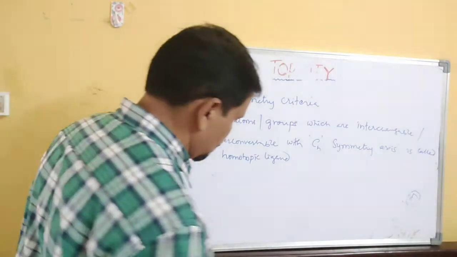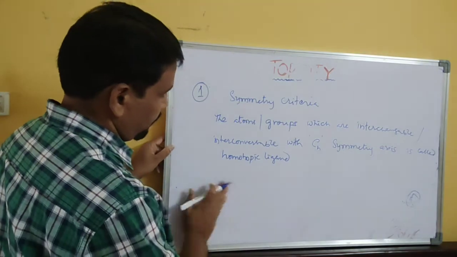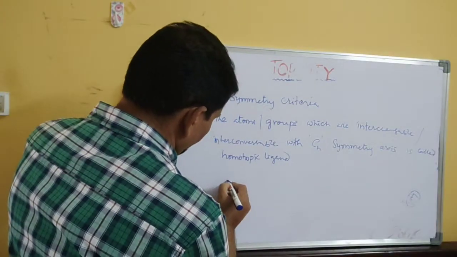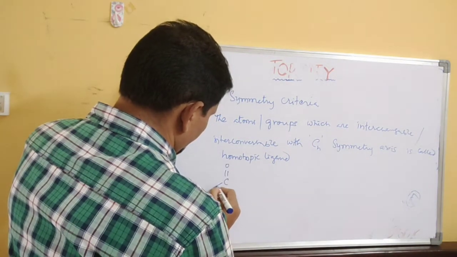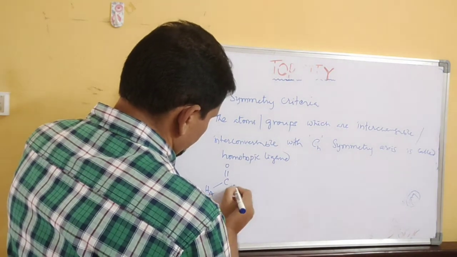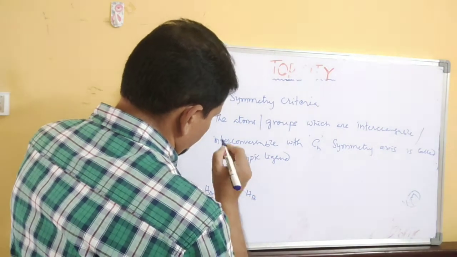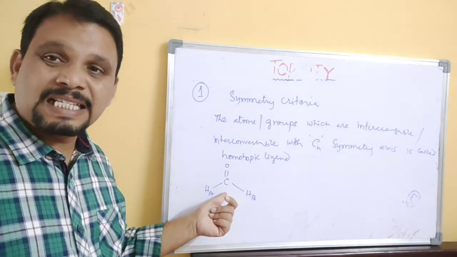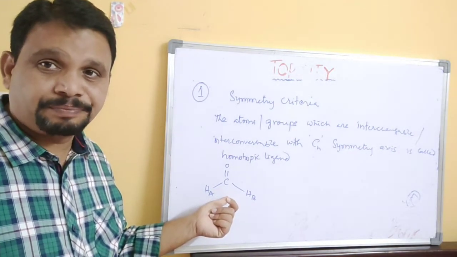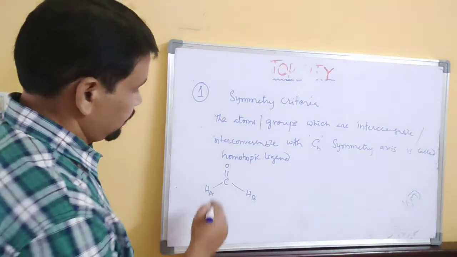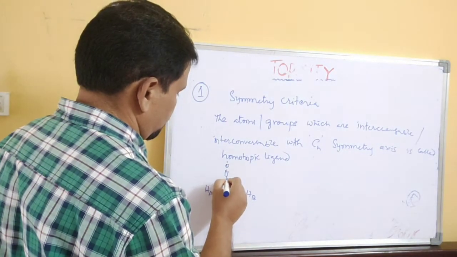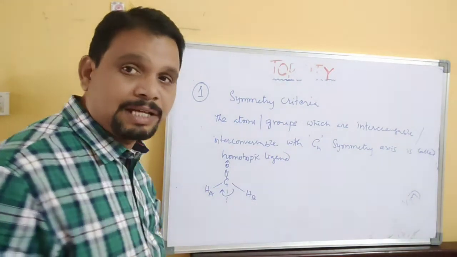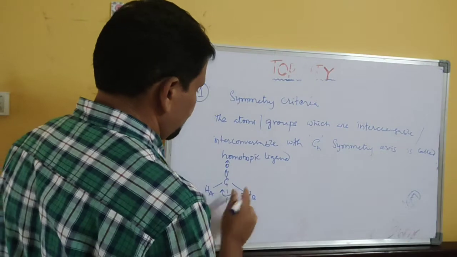So I'll give examples for that. So this is formaldehyde. This molecule has C2 symmetry. So if you rotate about this axis, the HB will come to this side.